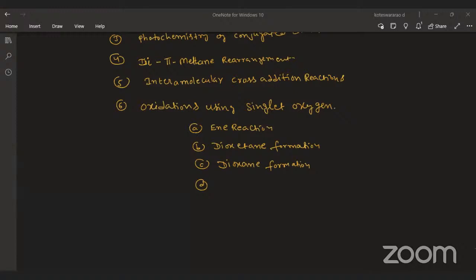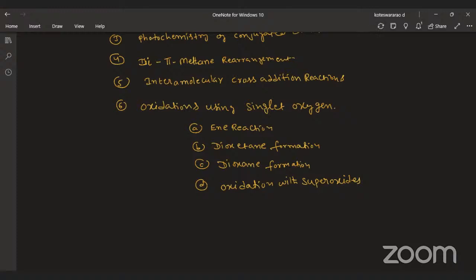Next, oxidation with superoxides. These are the general reactions we see when studying the photochemistry of alkenes and dienes.